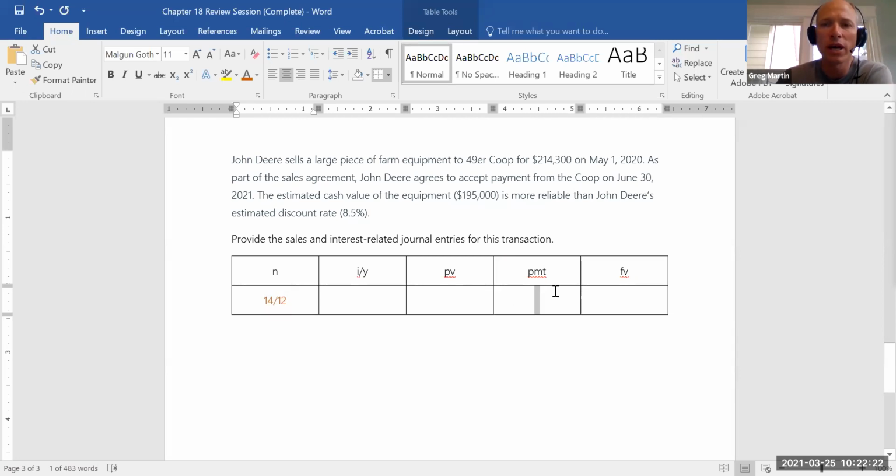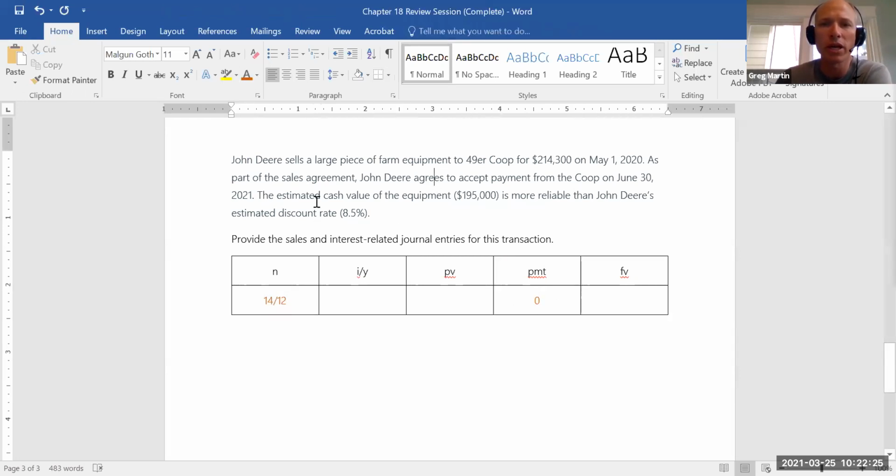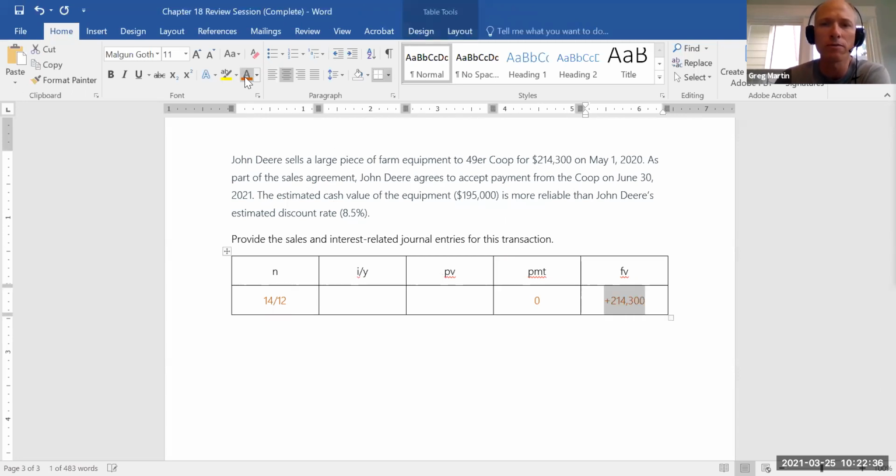I'm going to jump to the payment next, which is an easy one. There's no contractual obligation to pay any kind of interest on this. So there's no recurring payment that's part of this contract. The contract does call for a payment in the future. And so in 14 months, 49er Co-op must pay John Deere $214,300. Again, this is John Deere's perspective. And so John Deere is going to receive $214,300 14 months from now. And that's why we have the positive $214,300 as the future value.